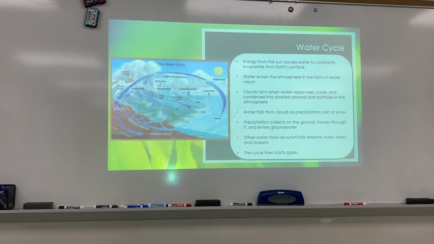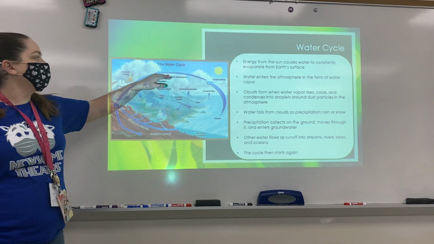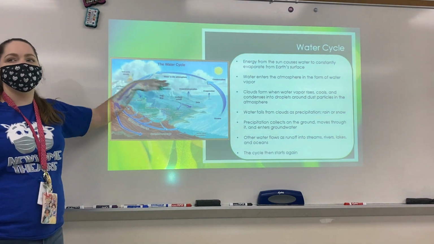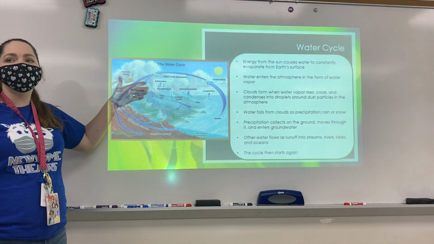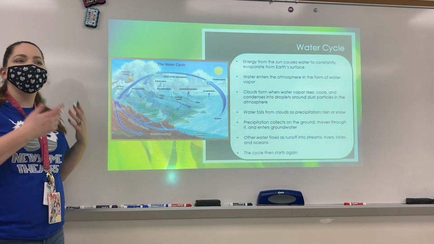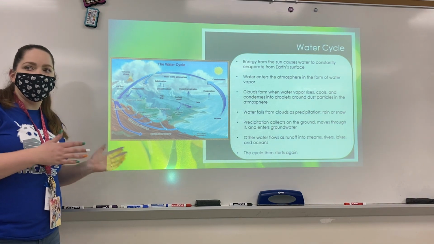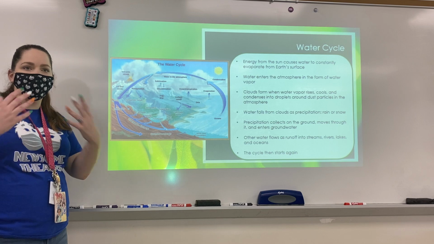Now you still can have rain. You don't need a mountain range to have rain. It's just depending on how much precipitation these clouds can hold. Once they've reached their limit, then that's when it rains. But usually when they hit that mountain range, that causes the rain to be released.